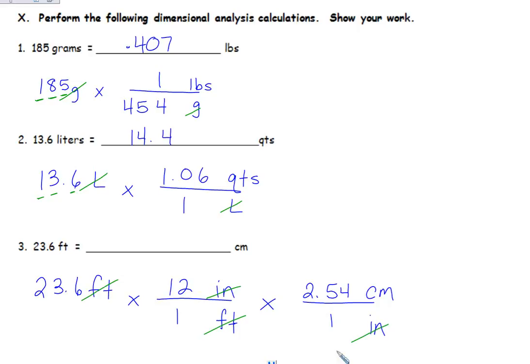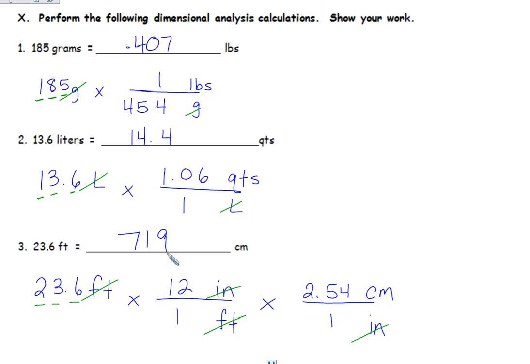So I'm going to take 23.6 times 12 times 2.54. And my original number, again, by coincidence, they all have 3 sig figs. So I just round this to 3. Let's just say 719. 719 centimeters. There, done.